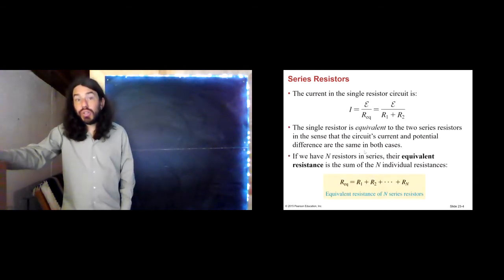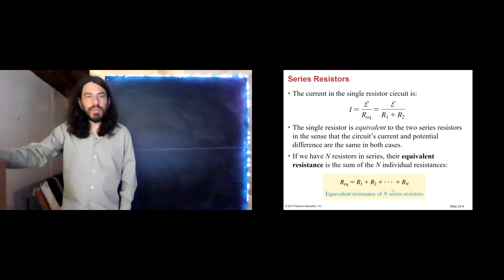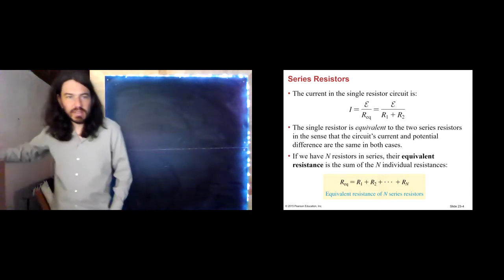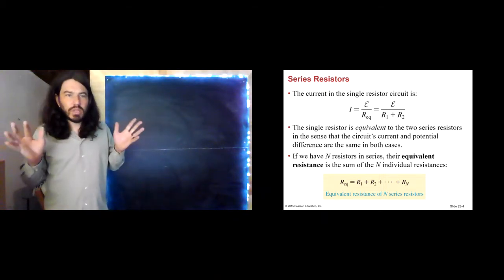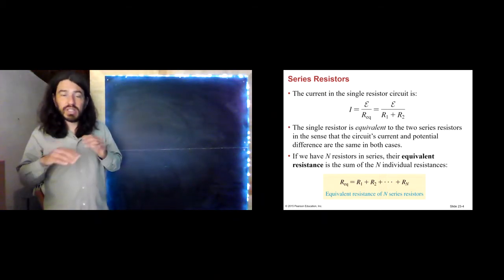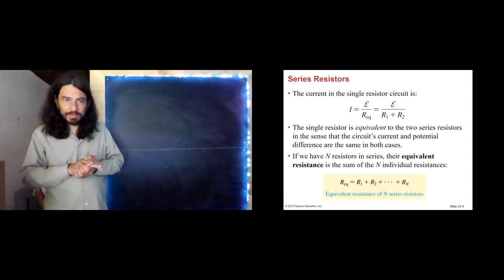So that was for just two individual resistances, but in general we can extend this. If we've got 10 individual resistances, we just add them all up. So the equivalent resistance of some number of series resistors is simply the sum of all of them.